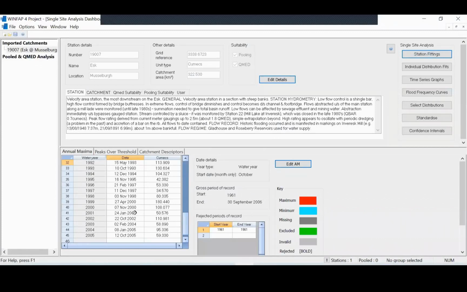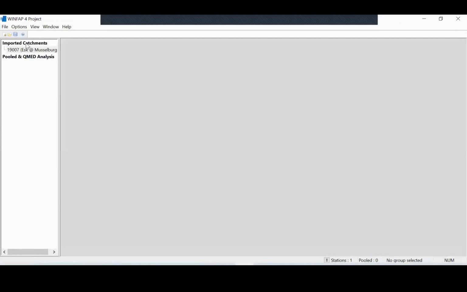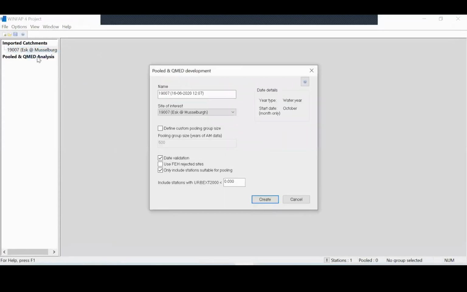This station has 45 years of data, which is quite a lot, but it's probably not enough if we're assessing higher order events. So we probably would look to apply a pooled analysis. And it's brought up this dashboard here. Here you can set the urban threshold, which by default is set to that rural value of 0.03. If we're in Wales, we would increase that to 0.3.